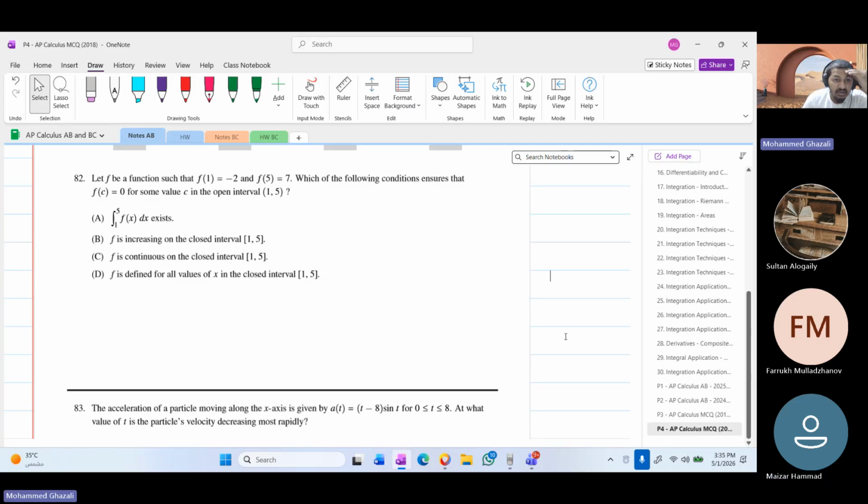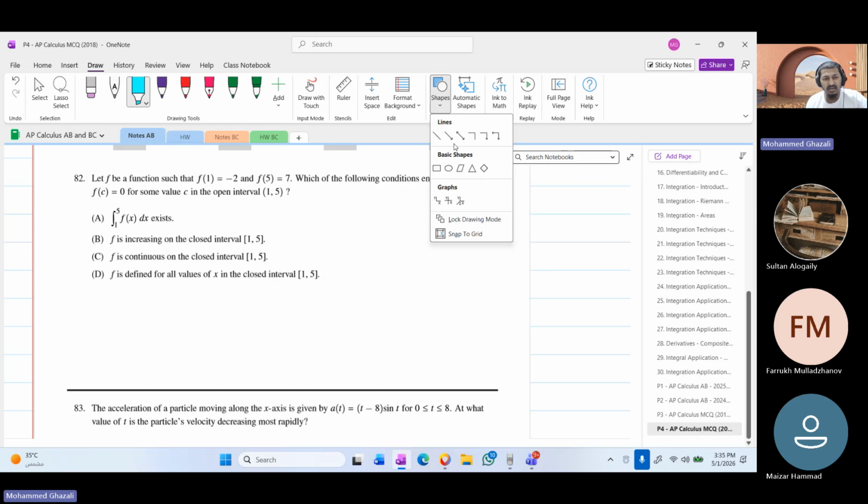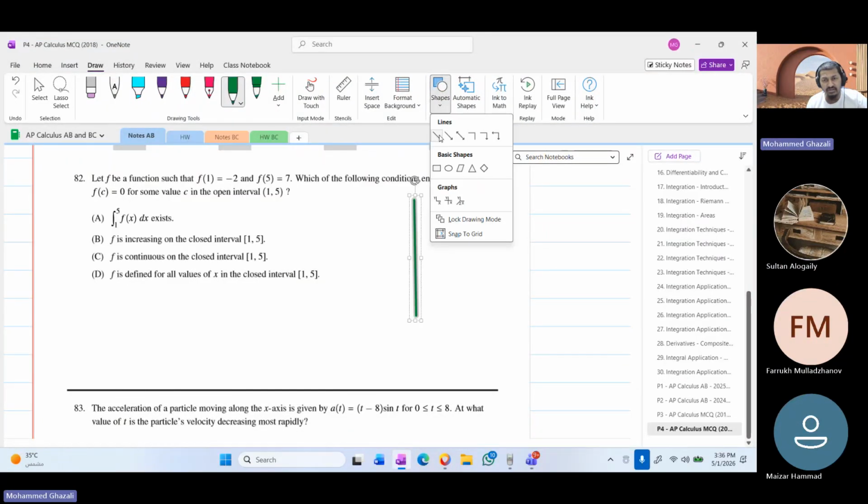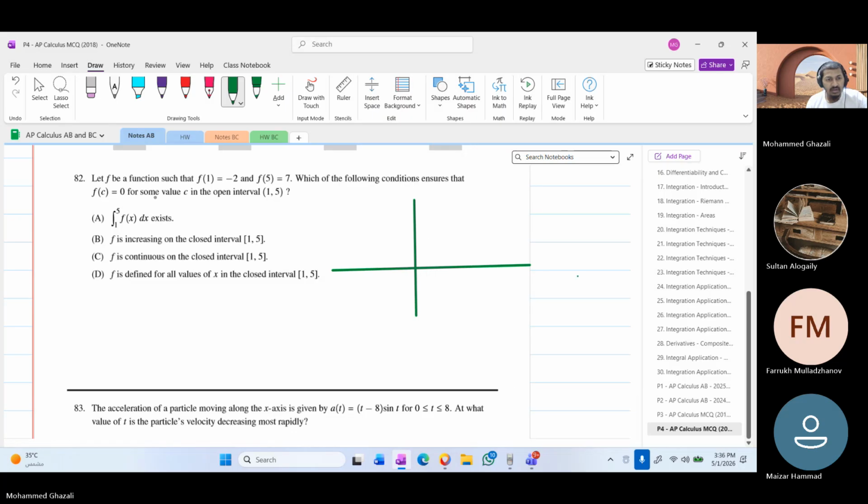Number 82. Let f be a function such that f of 1 equals -2 and f of 5 is equal to 7. Which of the following conditions ensures that f of c is equal to 0 for some c in the open interval 1 to 5? I think this is the intermediate value theorem. Let's draw a graph to see. Let's picture this and see what's happening.